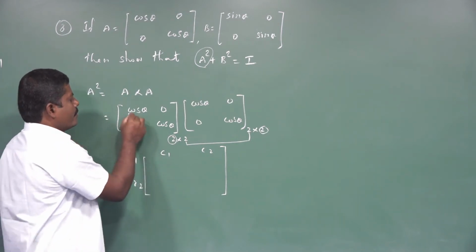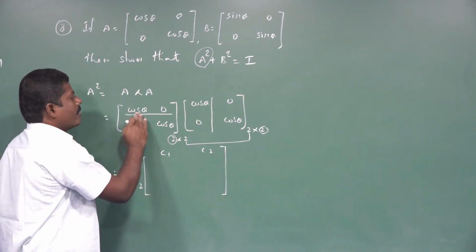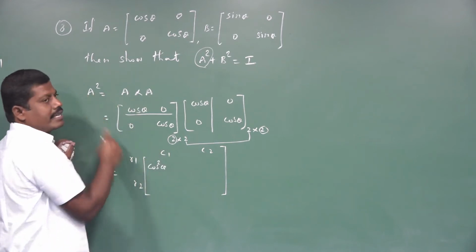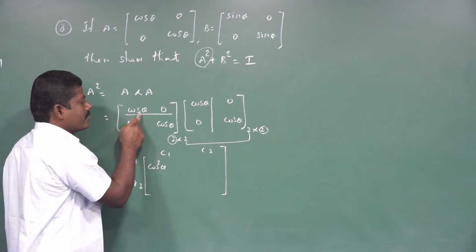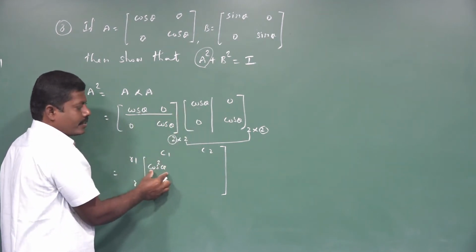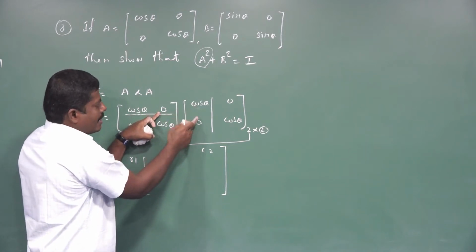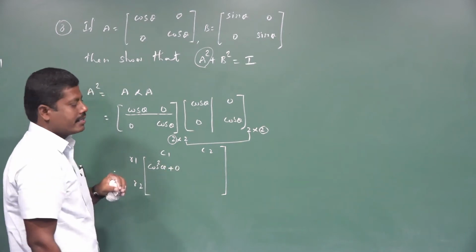Understand? You take the first row and the first column and multiply. Cos into cos, cos square theta. Cos theta multiplied by cos theta, cos square theta. Next you take the second element in this row and the second element in this column. 0 multiplied by 0, 0. Understand?